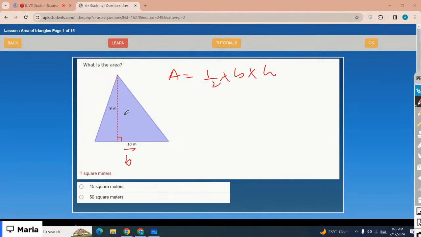This is the base of the triangle and this is the height of the triangle. That would be 1 by 2 times 9 times 10. So 9 times 10 is 90. You have to do 90 divided by 2, and 90 divided by 2 equals 45 square meters. The correct option is 45 square meters. Got it?